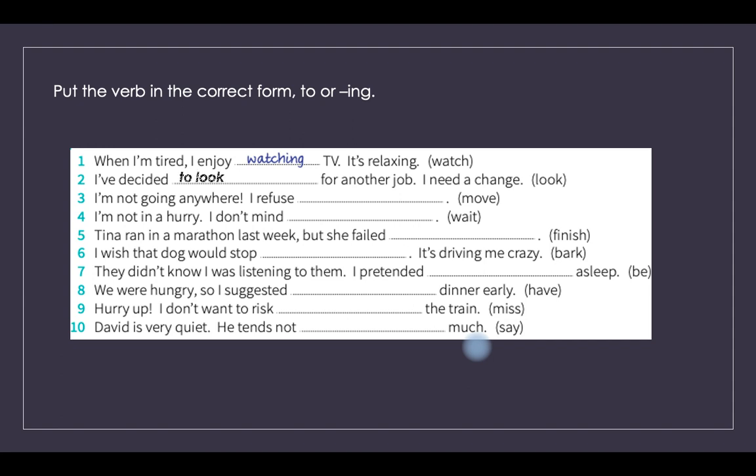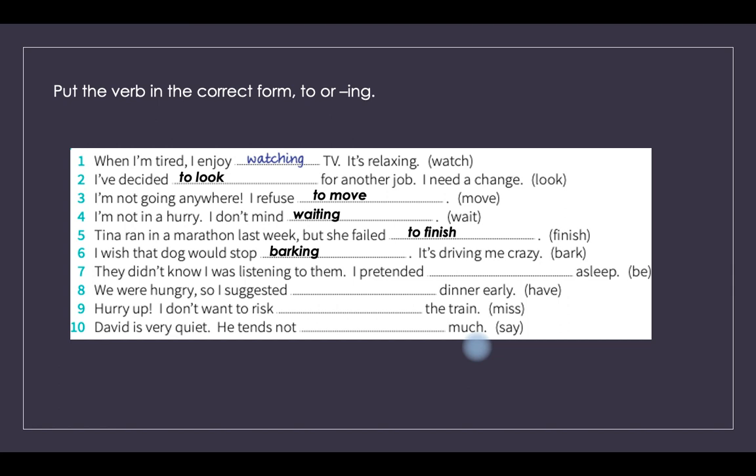I've decided to look for another job. Decide is used with infinitive. I'm not going anywhere. I refuse to move. Refuse to do something. I'm not in a hurry. I don't mind waiting. Tina ran in a marathon last week, but she failed to finish. I wish that dog would stop barking. It's driving me crazy.